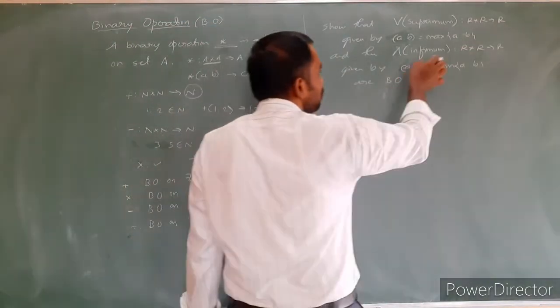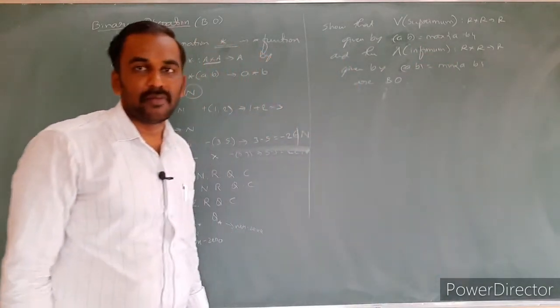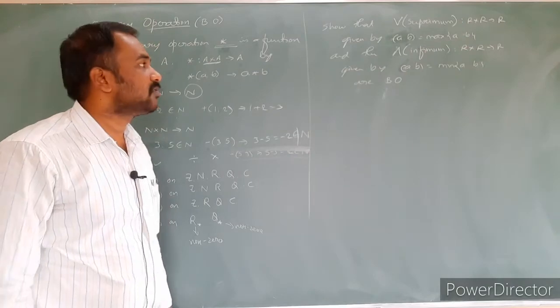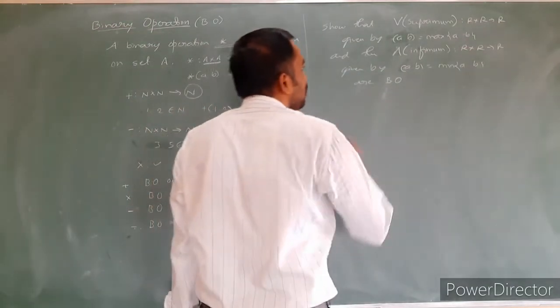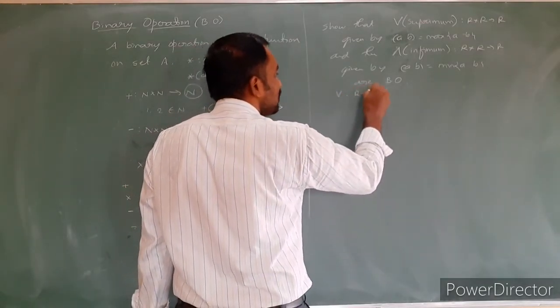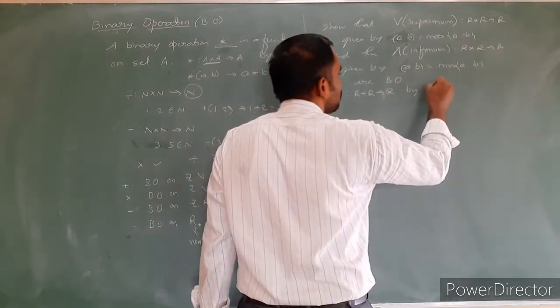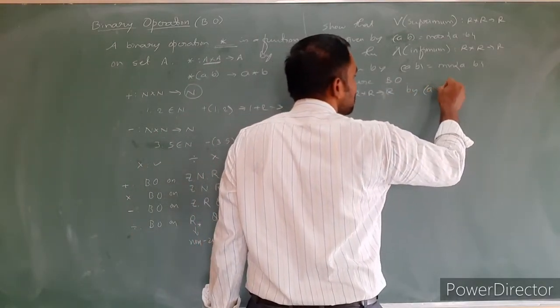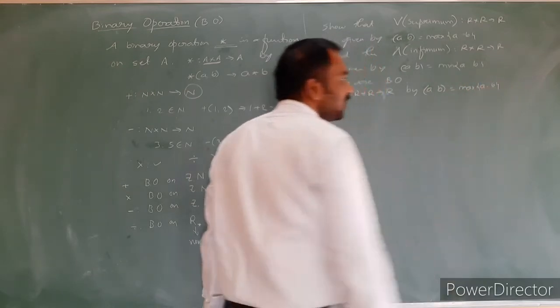Similarly, what is the infimum? A and B are there, and out of A and B I need to choose the minimum value. So that will give the required supremum and infimum respectively. Okay, these are the binary operations. First of all, supremum is defined from R cross R into R, defined by supremum of A comma B, which is the maximum of A and B.